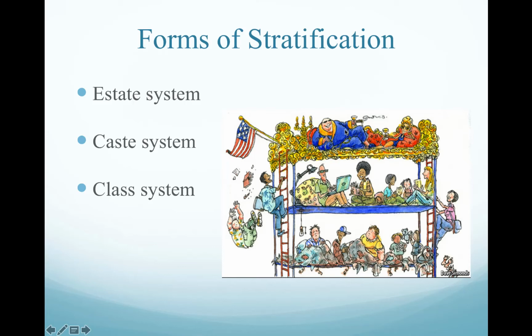For the second part of this chapter, we'll start with talking about forms of stratification. There are three basic types of stratification. The first type is the estate system. It is a politically based system of stratification characterized by limited social mobility that is best exemplified in the social organization of feudal Europe and the pre-Civil War American South.